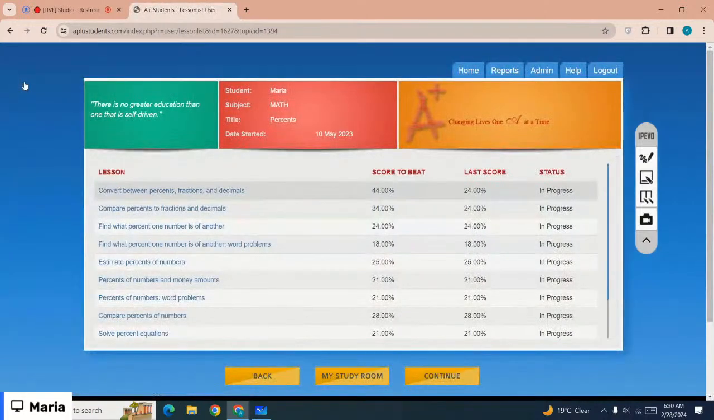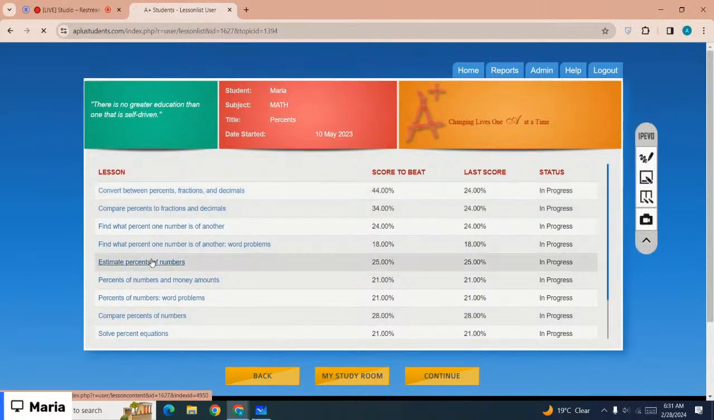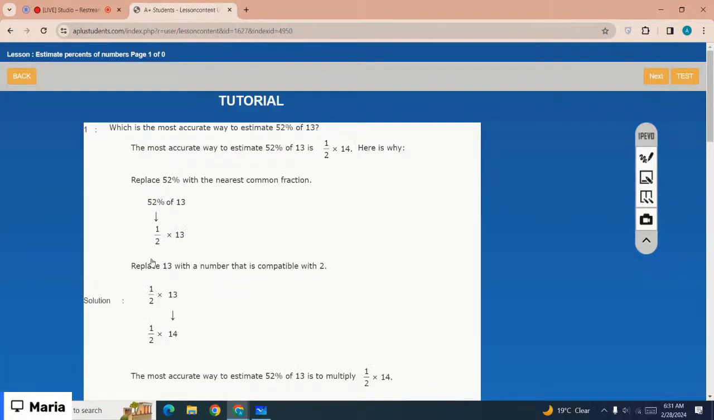The next lesson is find what percent one number is of another word problem. So you have to do word problems on your own, right? The next one is estimate percents of numbers. Let's just start with the lesson. So you have to estimate the most accurate way to estimate 52% of 13, right? So that is 52% of 13.